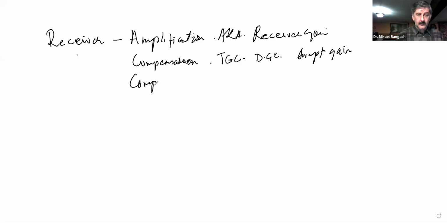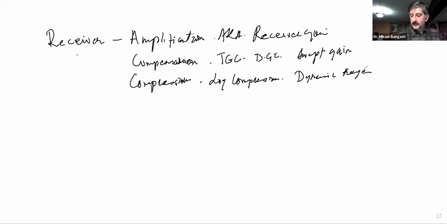We then had compression, also known as log compression, and dynamic range. Now the function, we just have two functions left. One is going to be demodulation and reject.